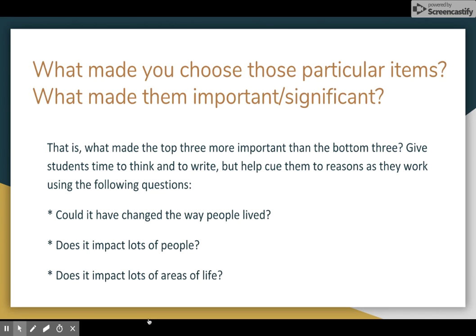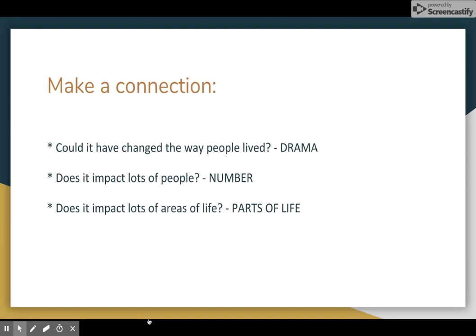So, do these things affect a lot of people? Does it impact a lot of people? Could it have changed the way that people lived? And does it impact lots of areas of life? So we talked about how that's not geographic, right? And that's how areas of life, like different factors of their life. And then we talked about how events can be historically significant and answer these questions as well.